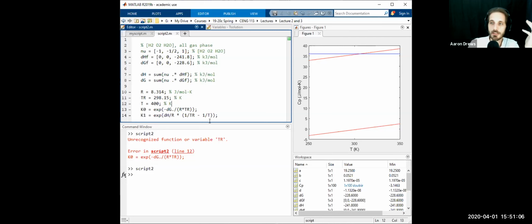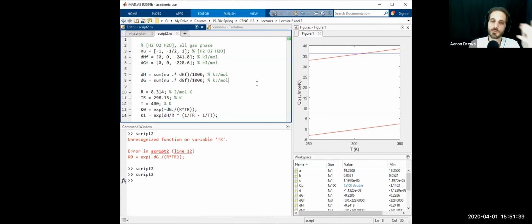Okay, I ran that script. It didn't have an error. Presumably that would be all I need to do. Matlab can't catch the error that's in here. The error that's in here right now is that R has units of joules per mole and my dHs have units of kilojoules per mole. Matlab will never ever catch that error for you. It'll just calculate a new value of K0 and K1. And so I need to take both of these and divide by 1,000.